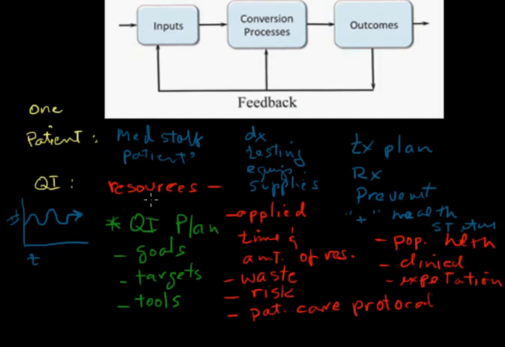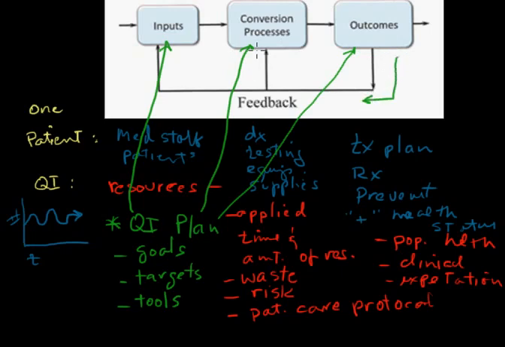And all of those will be, that plan will affect inputs, it will affect conversion process, and it also has an impact on outcomes. And the idea behind having a plan is when you do have each of these, the intent is to gather data as a feedback mechanism in each case to tell us, are we meeting the expectations of the QI plan that we're working with. I hope this is helpful.